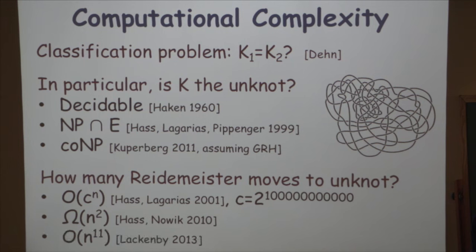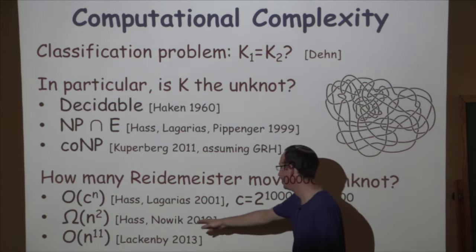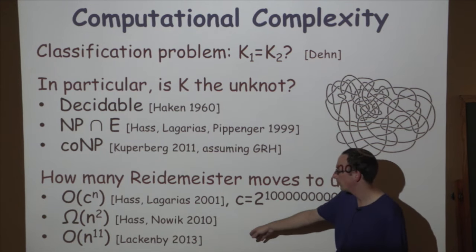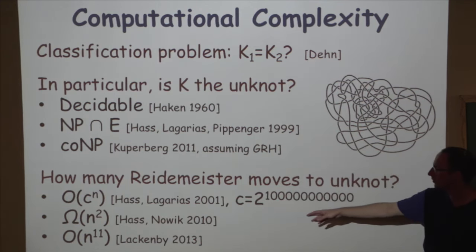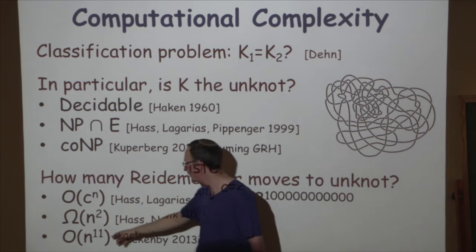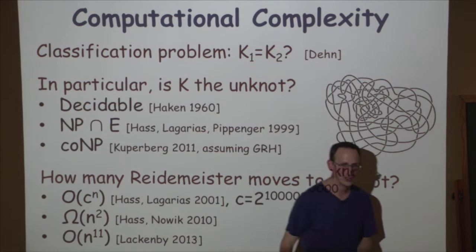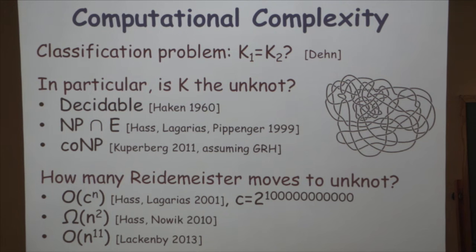And for every specific knot, Lackenby announced that his methods give also another polynomial bound, although the power of the polynomial is not bounded. It depends on the knot. So you recognize every specific knot. You are given a diagram, and you want to tell, is it a trefoil? So it's like checking classification when one of them is of constant size.